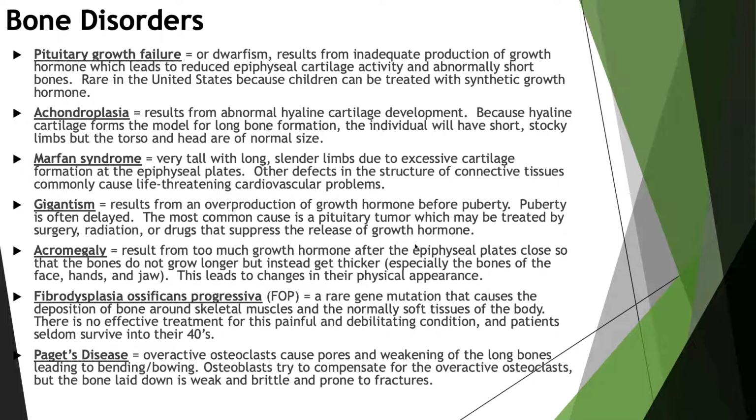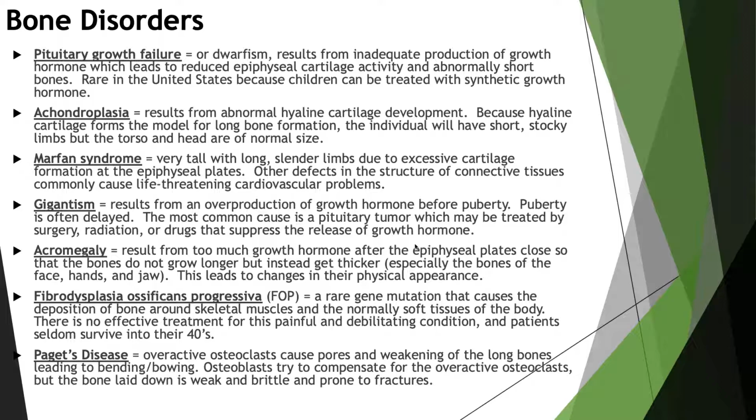You have achondroplasia, which results from an abnormal hyaline cartilage development, and because hyaline cartilage forms the model for long bone formation, the individual will have short, stocky limbs, but the torso and the head are usually normal size. You can have Marfan syndrome, in which individuals are very tall with long, slender limbs due to an excessive cartilage formation at the epiphyseal plates.